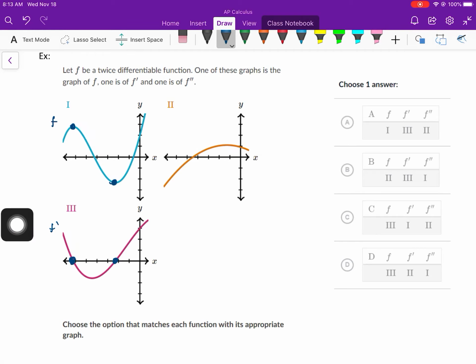Let's just double check. So we have a point of inflection right here. You can see it change from concave down to concave up. So look, negative to positive, this must be the second derivative because it's changing from concave down to concave up. So 1 is f, 3 is f prime, and 2 is f double prime. So it looks like A.